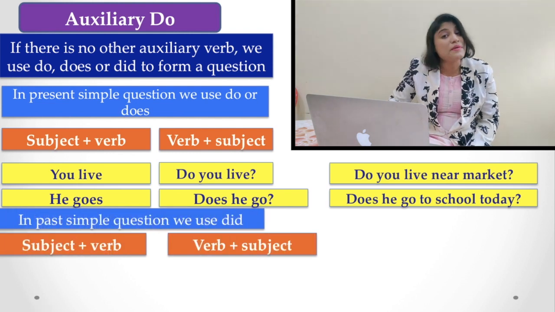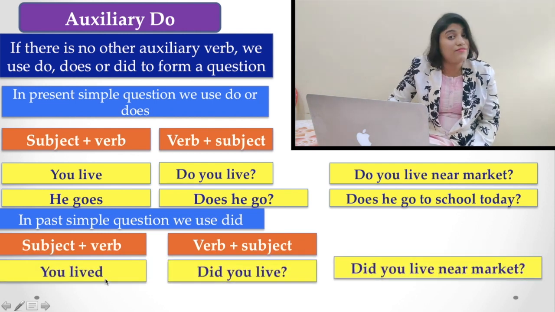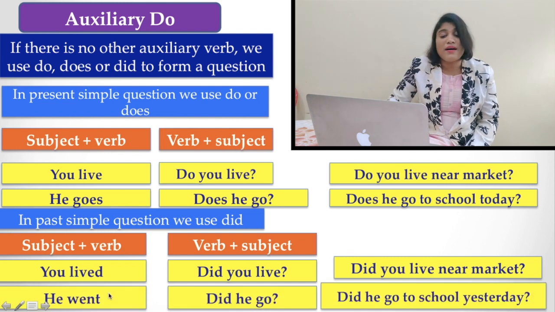And in a simple past question, we have to use did. Here, you lived: did you live near the market? Or he went: did he go? Here you find you have to use did and then the infinitive form, that is, go.